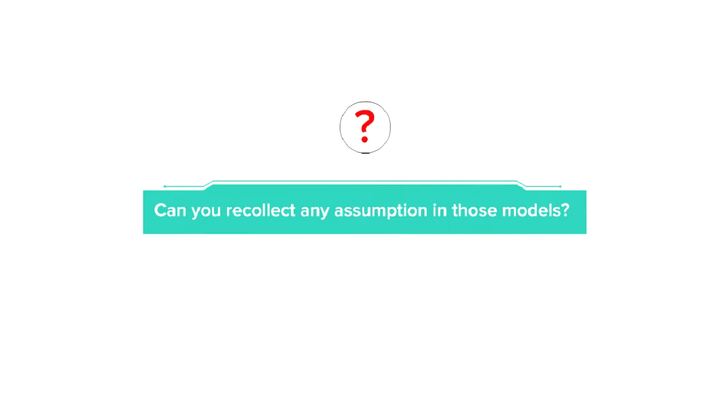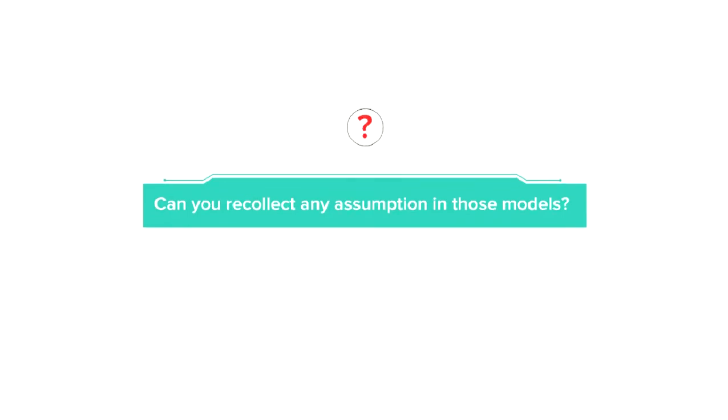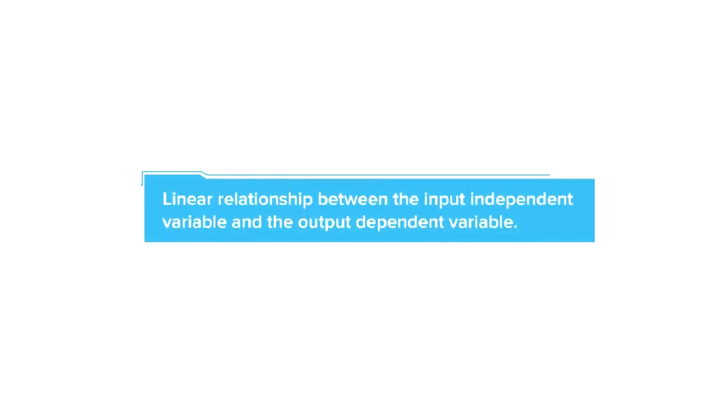Can you recollect any assumption in those models? You are right. In linear models, it is assumed that the relation between the input independent variable and the output dependent variable is linear in nature. If you do not remember that, I would recommend you to go back and have a quick revision of module 5.